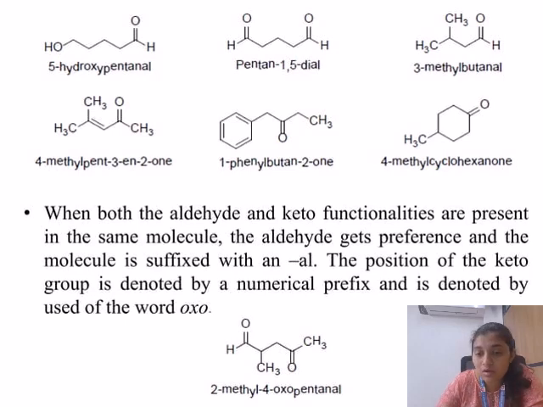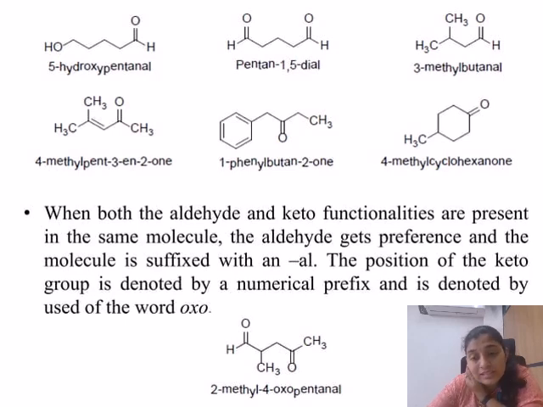So what about the compounds when both the aldehyde as well as the ketone group are present in a single structure? When we find that the aldehyde and ketone are both there in a single structure, we give the priority to the aldehyde group. Here you can find in the structure that the CHO group is there, as well as the C=O.